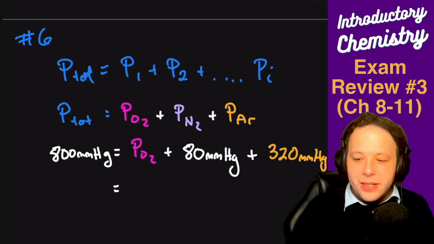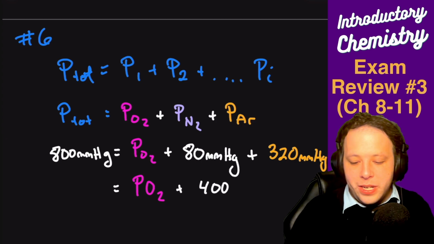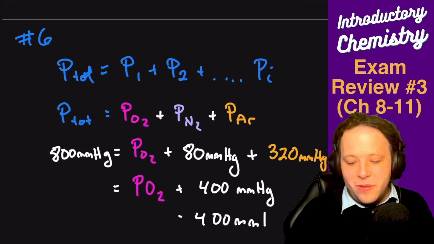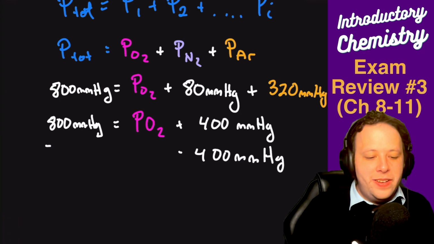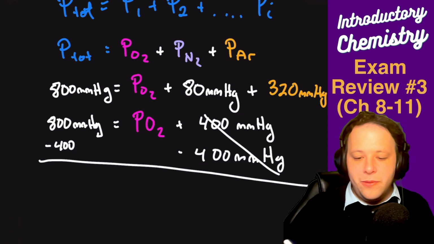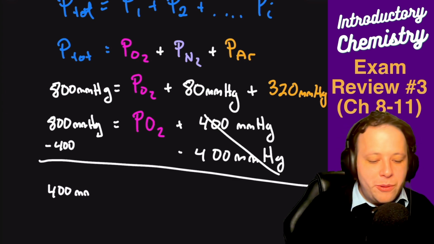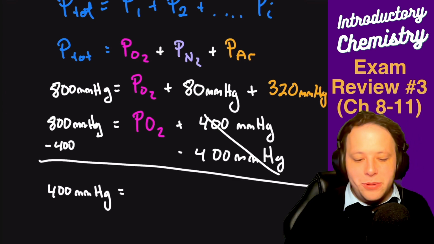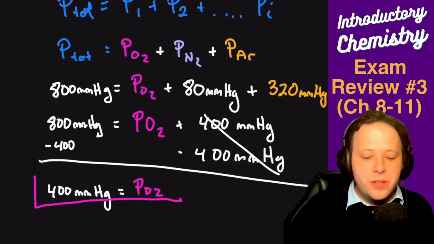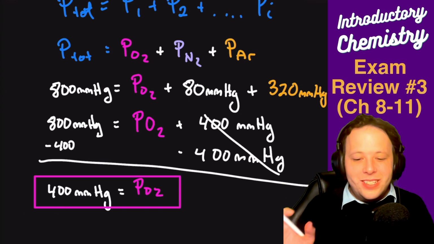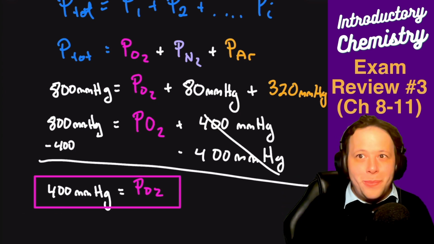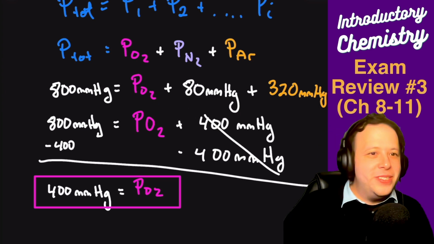Being that we need to get PO2 by itself, what we're going to end up doing is adding the pressures on the right, so that makes 400. And then we need to subtract them from the right-hand side to get PO2 by itself. So when I do that, we have 800 minus 400. The right-hand side cancels, and we're left with only 400 millimeters of mercury is equal to the pressure of O2. Okay, so that is how you do that. It's just a little bit of adding, subtracting. Keep in mind, if you need to cancel anything out, it's the opposite operation, with our good old algebra. Can't go wrong there.